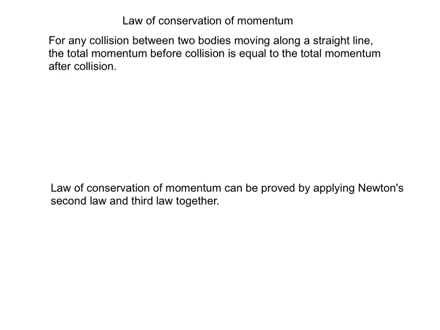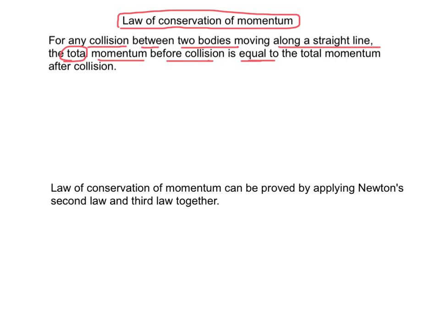In this section, we are going to learn the law of conservation of momentum, 動量守恆定律. The law of conservation of momentum states that for any collision between two bodies moving along the same straight line, the total momentum before the collision must be equal to the total momentum after the collision.